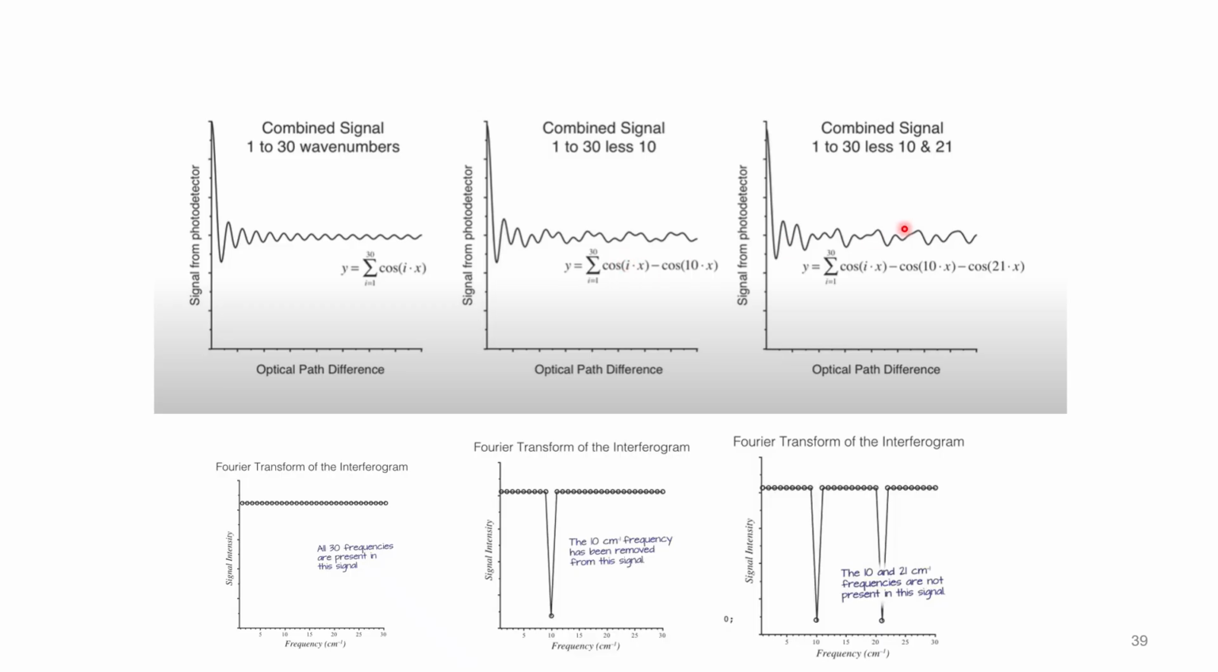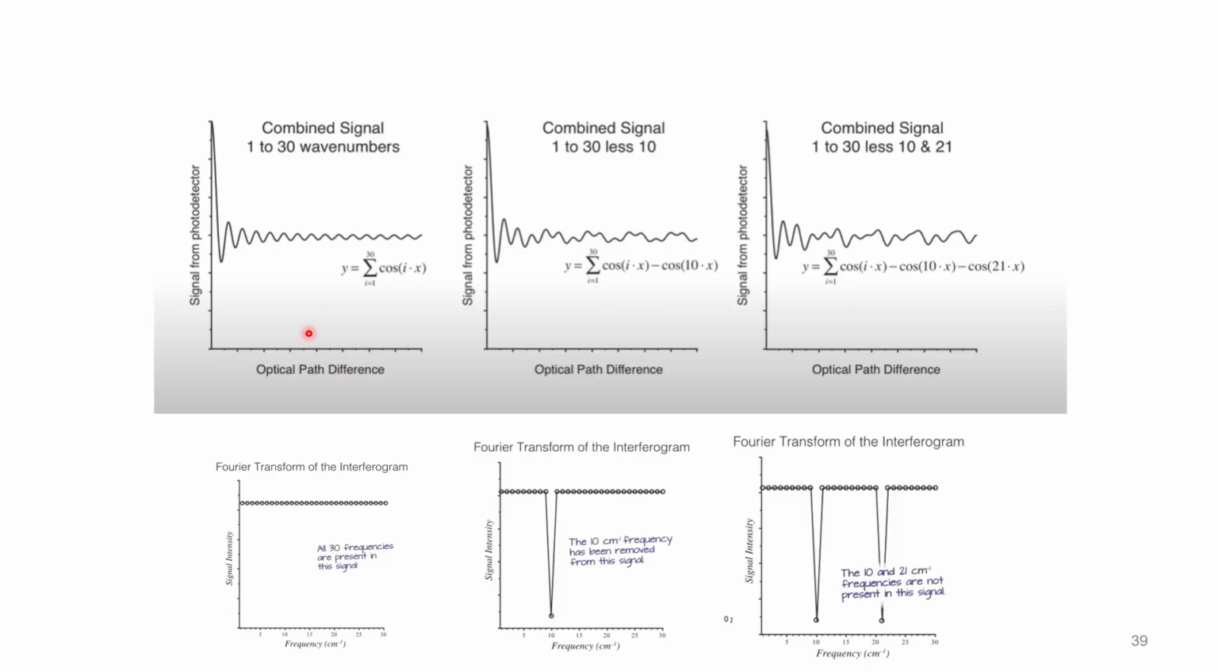If the sample absorbs the radiations at 10 wave number and 21 wave number, meaning that the radiation that can be transmitted through the sample to the detector will have the combined signal 1 to 30 wave number minus the 10 wave number minus the 21 wave number. And this is the appearance of the interferogram which is detected by the detector.